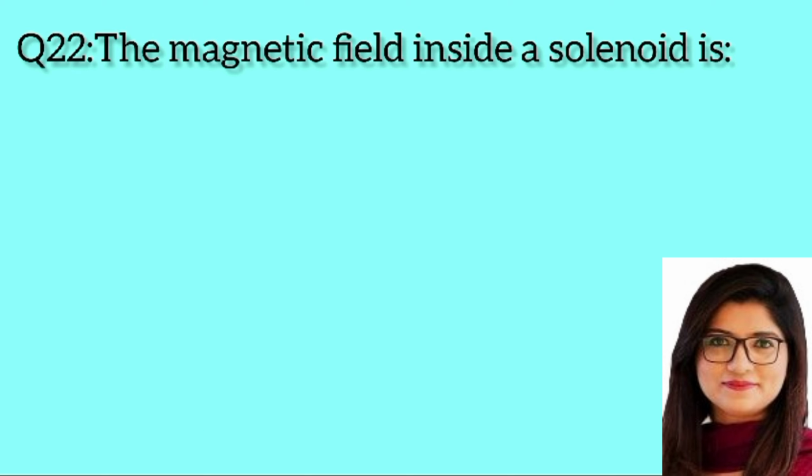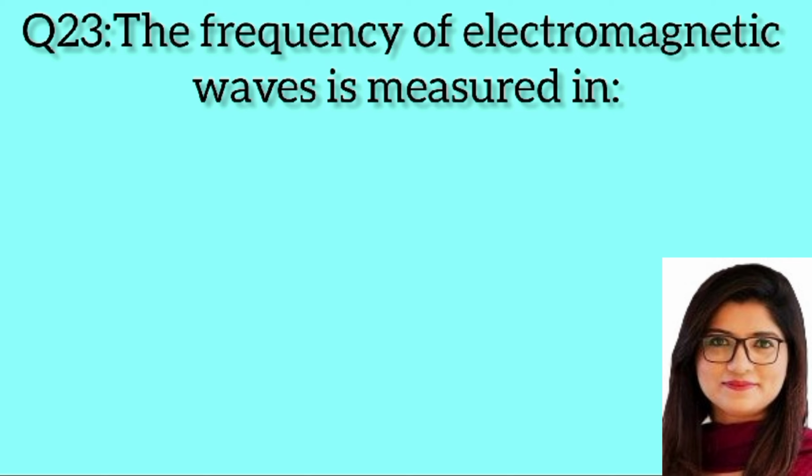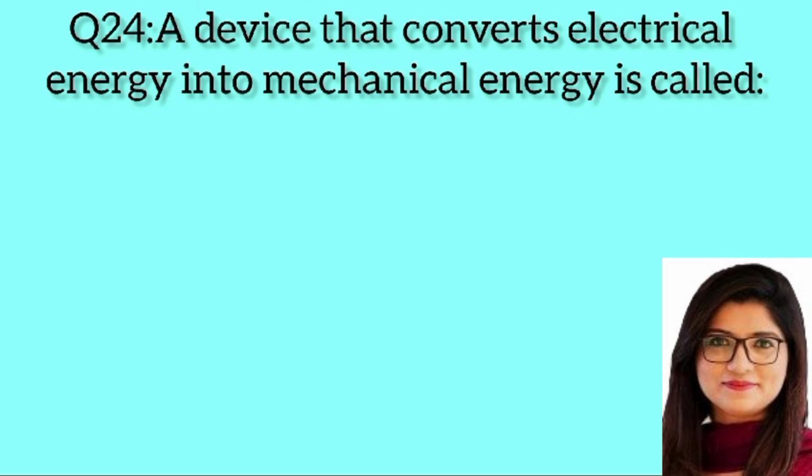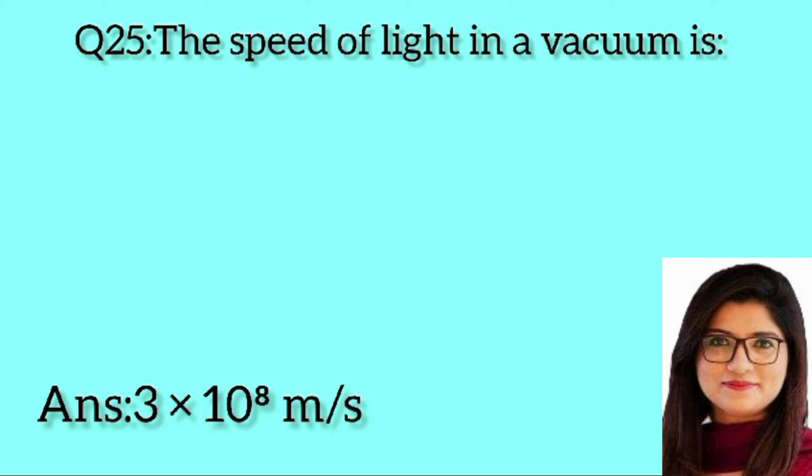Question 22. The magnetic field inside a solenoid is? Answer: strong and uniform. Question 23. The frequency of electromagnetic waves is measured in? Answer: hertz. Question 24. A device that converts electrical energy into mechanical energy is called? Answer: motor. Question 25. The speed of light in a vacuum is? Answer: 3 × 10^8 meters per second.